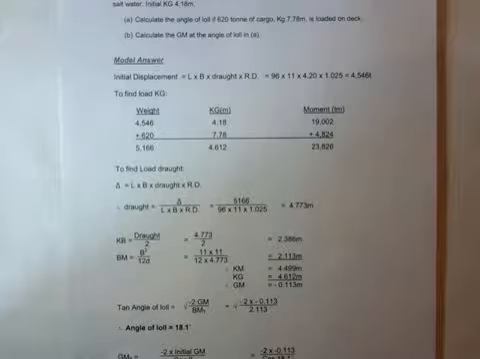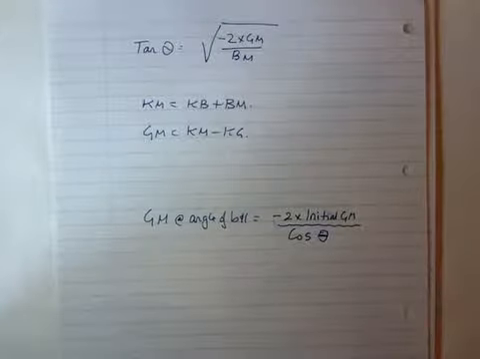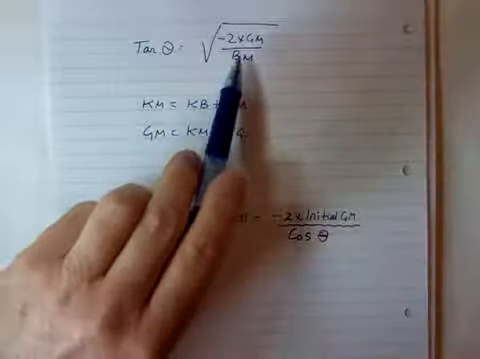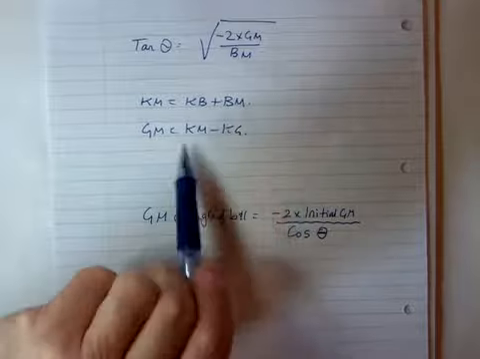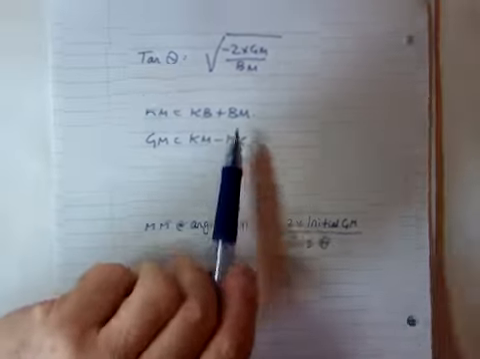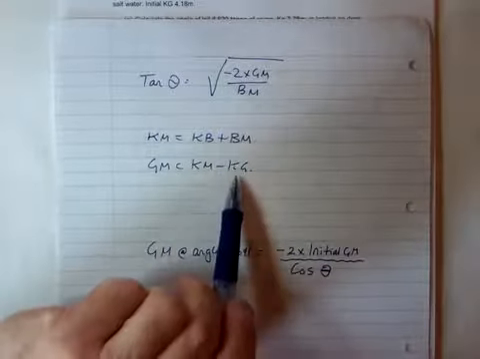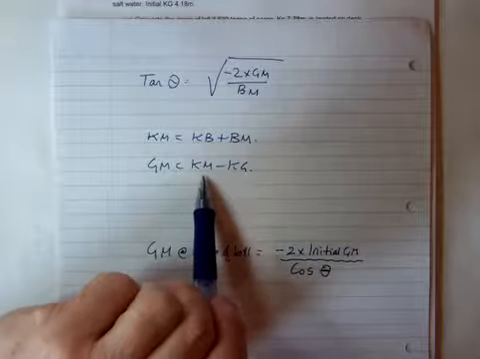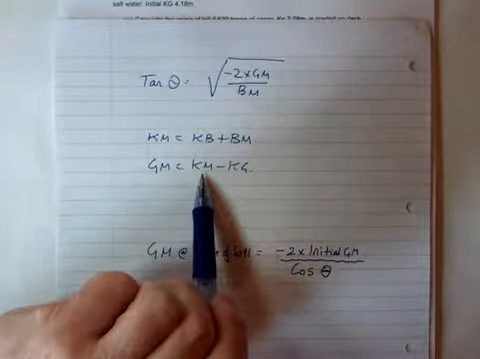So, as always with stability, establish which formulas you need to use. So we know that tan theta is minus 2 times GM over BM. Okay, what's GM? GM is KM minus KG. So we will have to work out our KG in the normal way. And then KM, how are we going to get the KM? Because it doesn't mention hydrostatics.